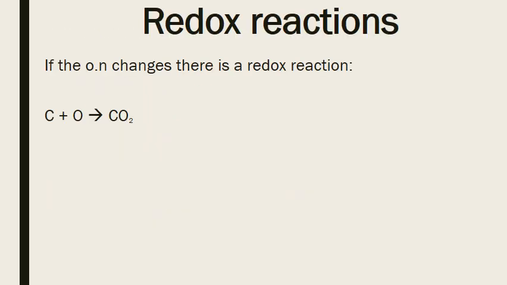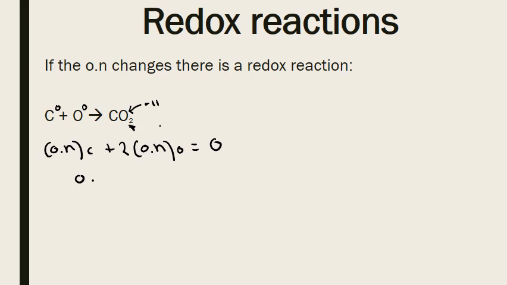So if there's a change in the oxidation number, we call this a redox reaction. Oxidation and reduction have to happen at the same time. We've got here the oxidation number of carbon is 0. The oxidation number of oxygen by itself, a pure element, is 0. The oxidation number of oxygen in a compound is always -2, so we need to find the oxidation number of carbon. So we use this equation: oxidation number of carbon plus 2 times the oxidation number of oxygen, because we've got 2 here, equals 0.